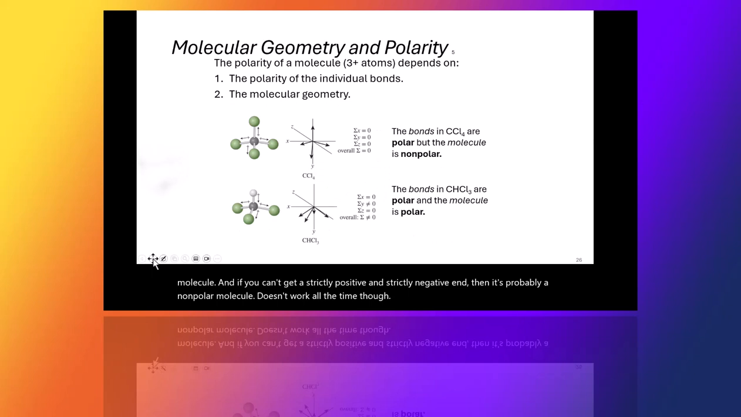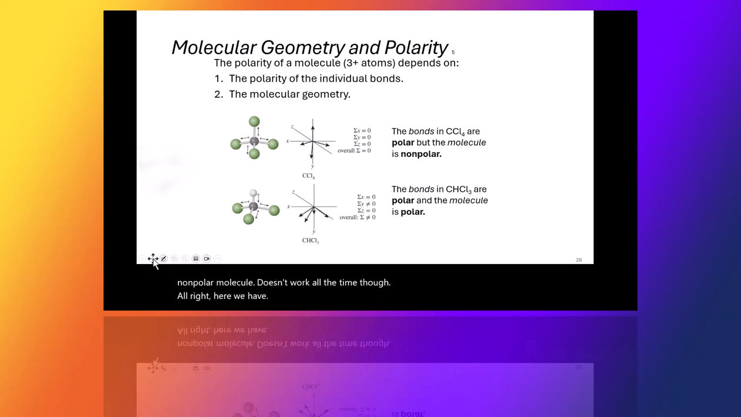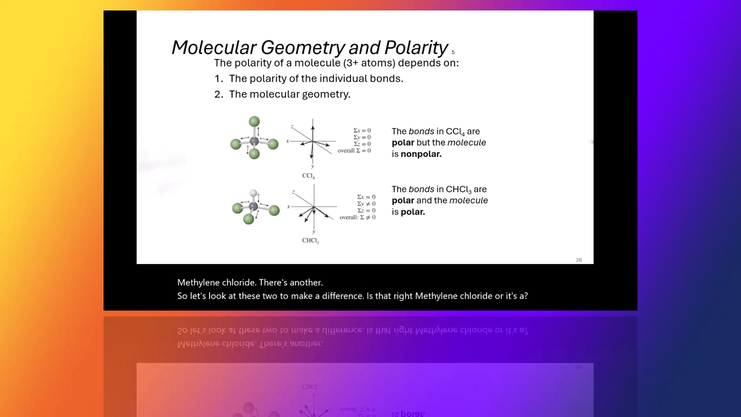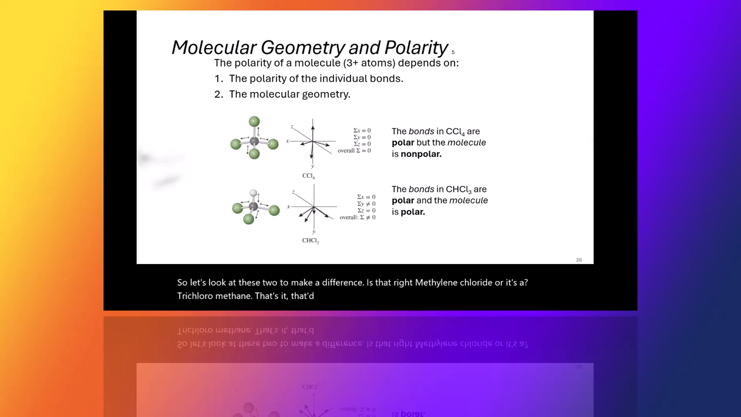All right, here we have carbon tetrachloride, and then we have methylene chloride. There's another. So let's look at these two to see the difference. Let's see, is that right? Methylene chloride, or it's trichloromethane. That's it. I know that one's right. Trichloromethane. Okay, trichloromethane. All right. So for this one, these are chlorines.